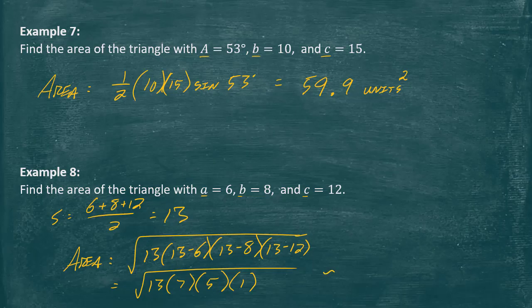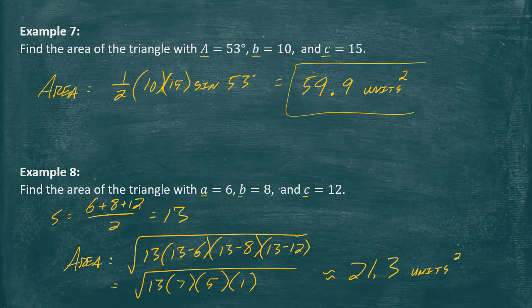So 21.3. Again, this is an area problem, so this would be square units once again. I'm just going to write units squared just to differentiate it from whatever the original linear unit would have been for the actual side lengths. So I'll go ahead and box those up really quick.